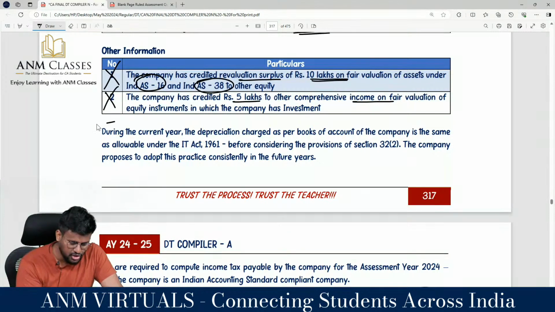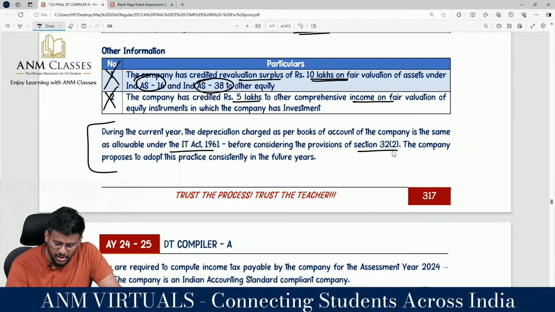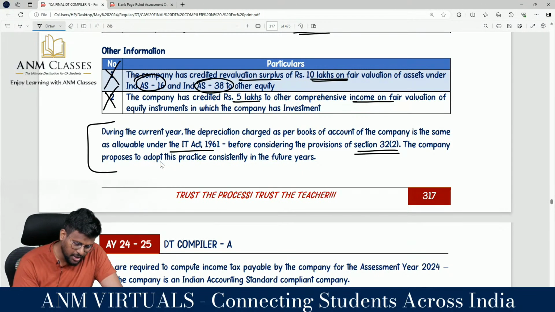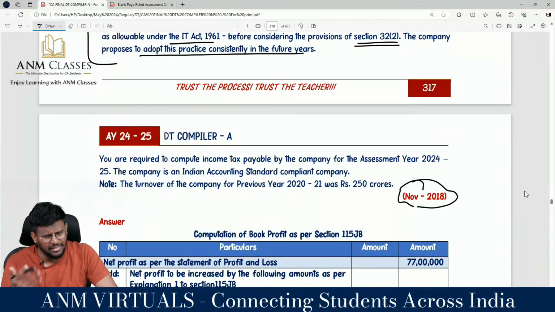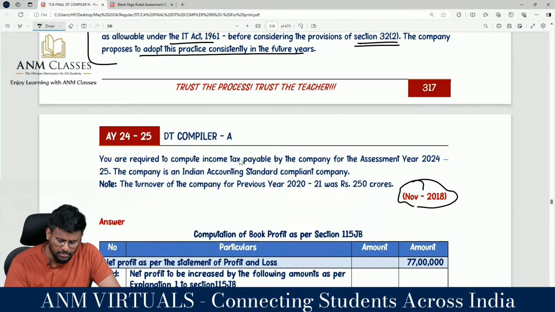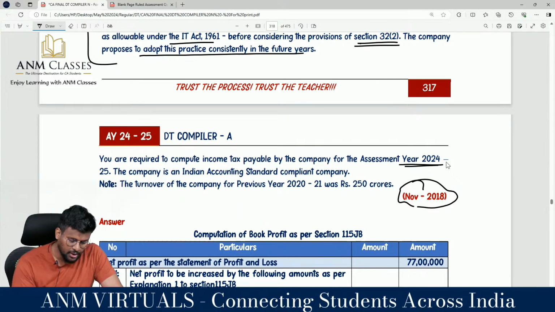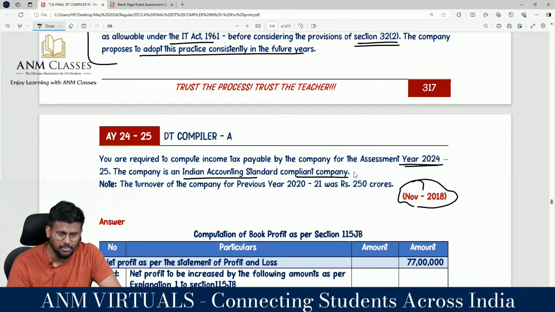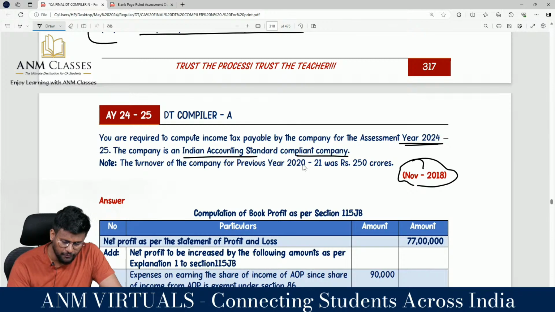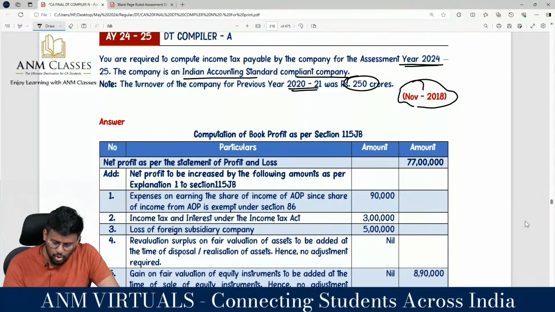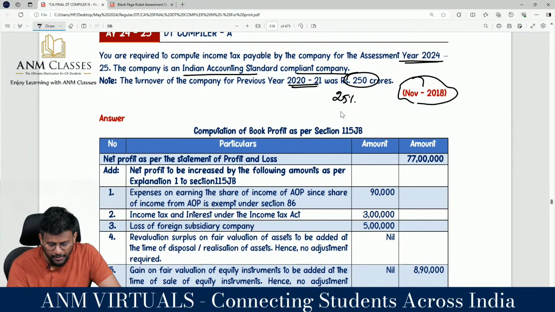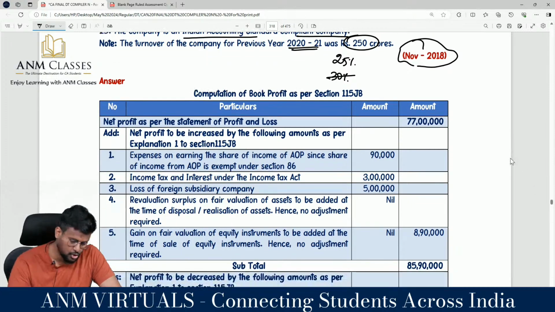During the current year, depreciation charged as per the books of accounts of the company is the same as allowable under the Income Tax Act before considering the provisions of 32(2). Company proposed to adopt this practice consistently in future years. If the board of directors are okay for that, then the company can even follow the depreciation as per the Income Tax Act. You are required to compute income tax payable by the company for assessment year 24-25. Company is an Indian Accounting Standard compliant company, that means Ind AS company, and turnover of the company for previous year 2021 was 250 crores, which is less than 400 crores. So 25% will be applicable instead of 30%, my dear lovable students.